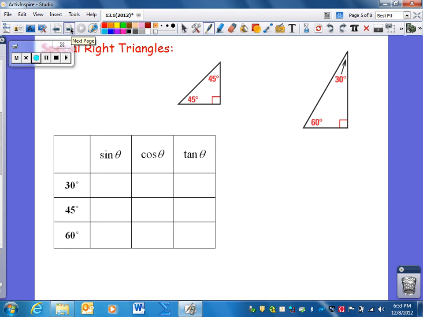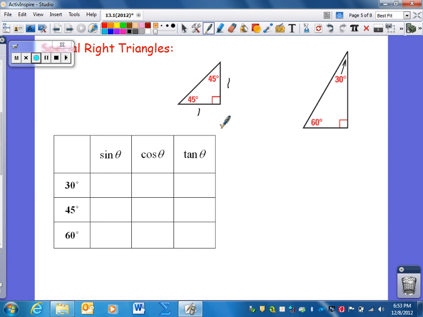Let's talk about special triangles. 45, 45, 90, if you remember from geometry, and 30, 60, 90 from geometry, they were kind of nice because they always gave you the same answer. What we're going to do is talk about 45, 45, 90 first.